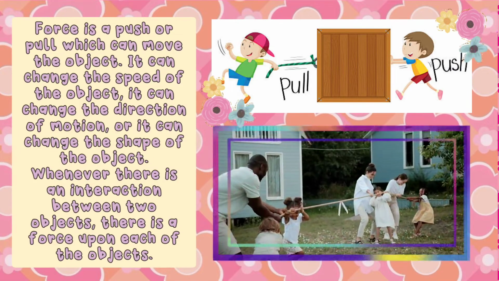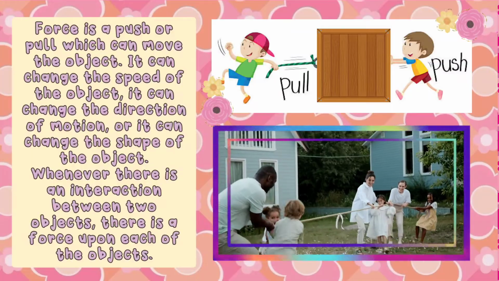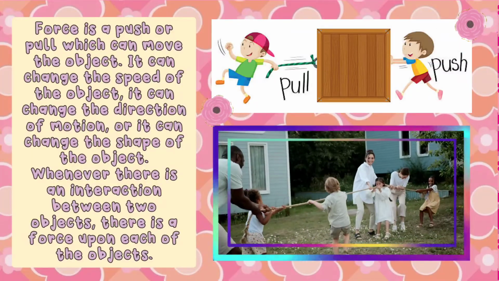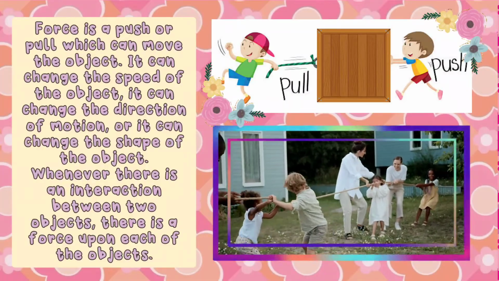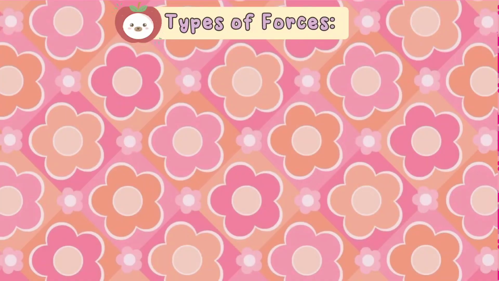Whenever there is an interaction between two objects, there is a force upon each of the objects. The following are the examples of different types of force and their corresponding descriptions.